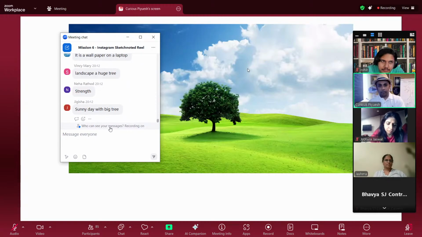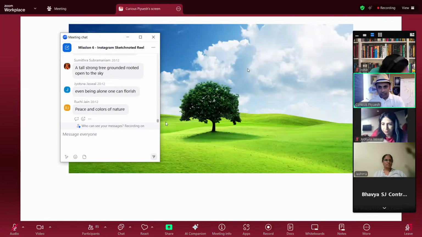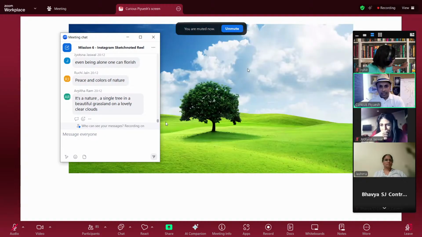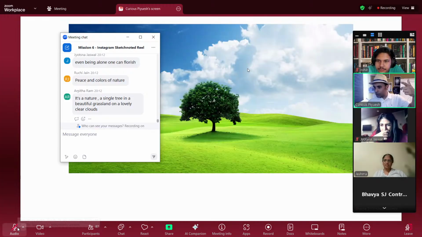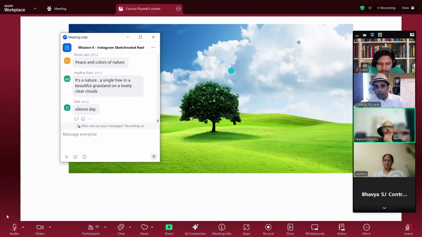Okay, then I'm trying to read some of them. There is a tree standing alone with little grass. Sunny day with a big tree. All of you, please read the chats. I think all of you can read the chats, right? Can you all read the chats? Yes, we can. Try to read all the chats.